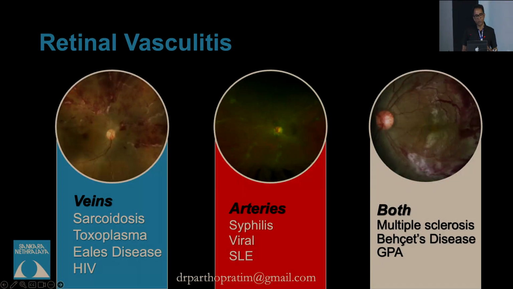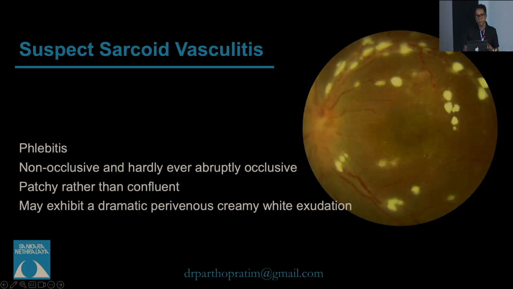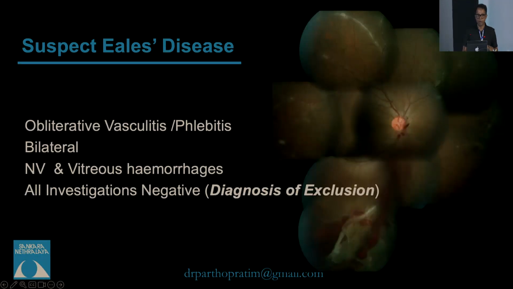Coming to the retinal vasculitis, you have to differentiate that certain retinal vasculitis predominantly involves the vein, like sarcoidosis, toxoplasmosis, Eales disease, and HIV. And you have to suspect the tubercular retinal vasculitis if you see this kind of chorioretinal patches around the blood vessels, then it is a characteristic sign of the tubercular retinal vasculitis.